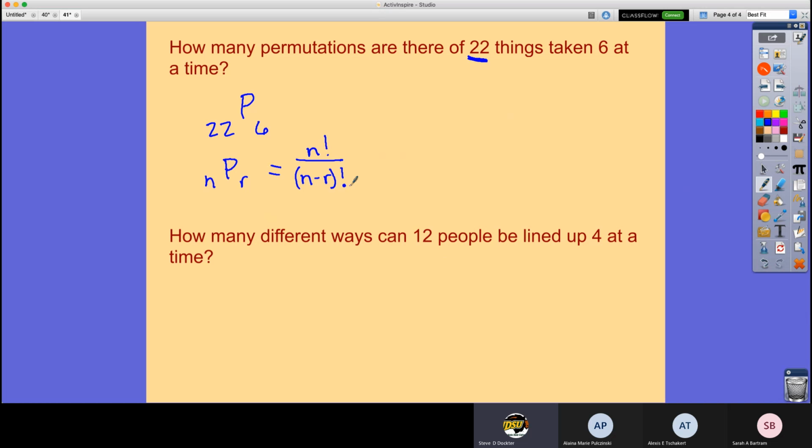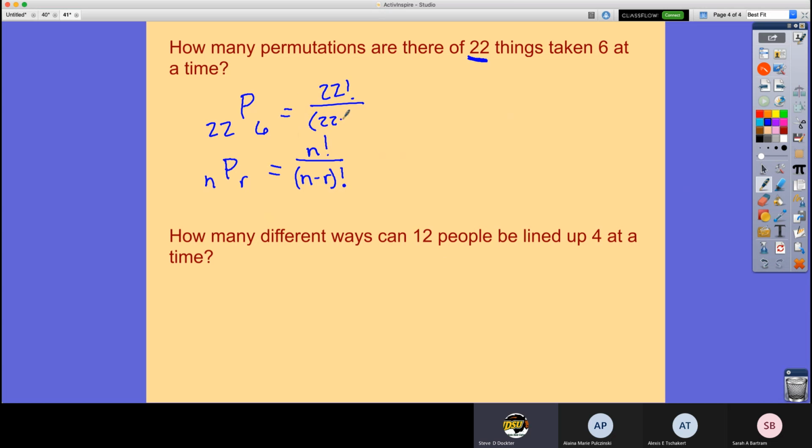Now, as I've already told you guys, your next test, which is up on the board, will be half calculator, half no calculator. If the numbers are nice enough, this is a problem that could be on the no calculator part. So we definitely still need to know this formula, n factorial over n minus r factorial. For this problem we'd have 22 factorial, which you guys can figure out really easily, right? No.